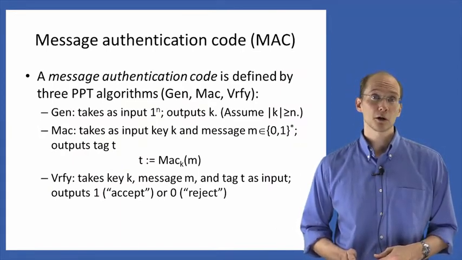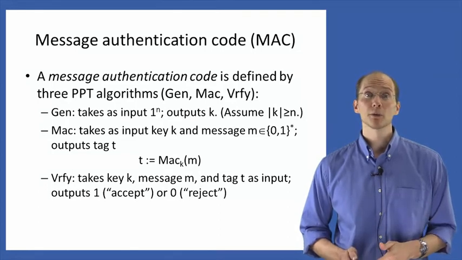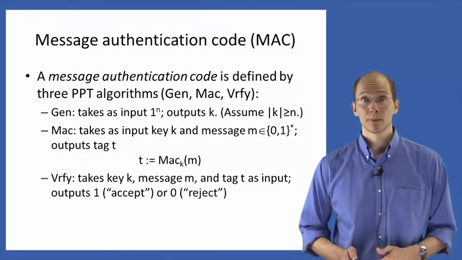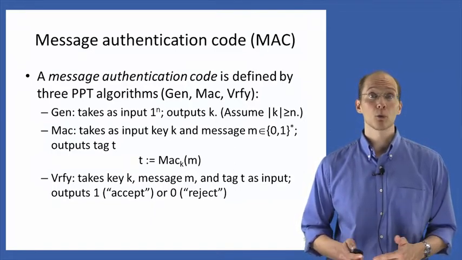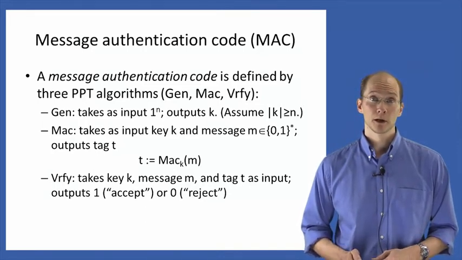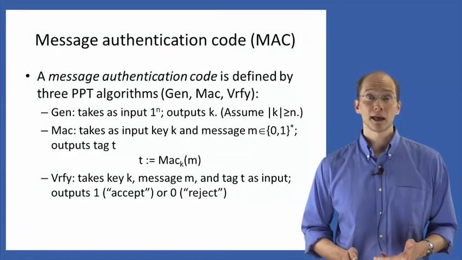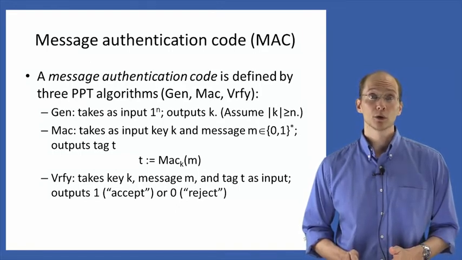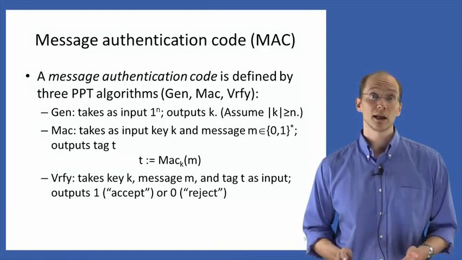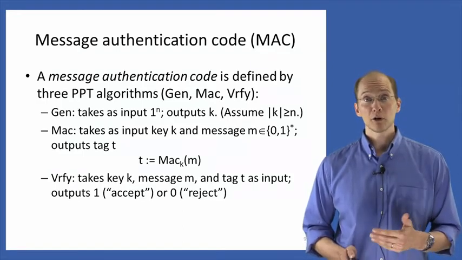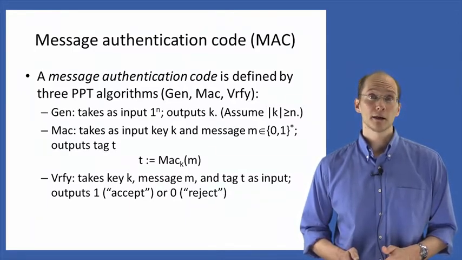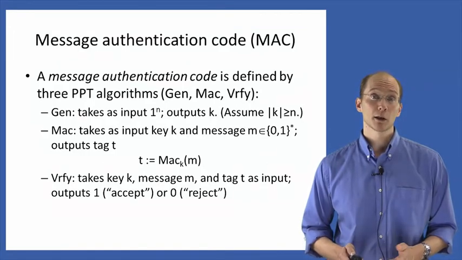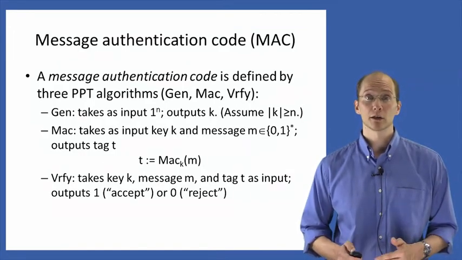Formally, a message authentication code is defined by three probabilistic polynomial time algorithms: gen, mac, and verify. The key generation algorithm gen takes as input the security parameter and outputs a key k, and as usual we will assume that the length of the key is at least n bits. The mac algorithm takes as input a key k and a message m, and outputs a tag t, and as we saw in a previous slide, we will denote that by subscripting the key and writing t equals mac sub k of m. In general, it's possible to have probabilistic mac algorithms, but we're going to assume, for simplicity and for convenience, that the mac algorithm is deterministic. And as we'll see, most commonly used macs are in fact deterministic.